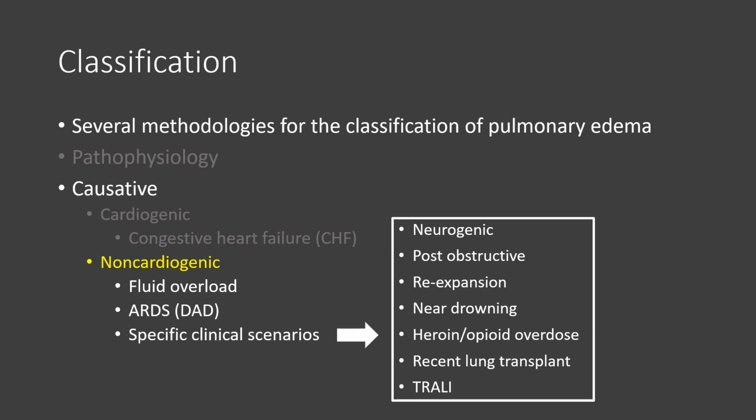Re-expansion edema: these are people that have very large pleural effusions that are rapidly sucked out. The lung rapidly re-expands. That can cause unilateral pulmonary edema on the side of the re-expansion. Near drowning. Heroin and opioid overdose can cause it, and we're really dealing with this epidemic right now. It's not uncommon to see people come in with an opioid overdose in non-cardiogenic pulmonary edema. Recent lung transplants, we see this as reimplantation edema. Within 24 to 72 hours, they often have a mild degree of edema that typically will resolve over the next week or so. And lastly is TRALI, transfusion-related acute lung injury. These are people receiving blood products that causes an acute lung injury pattern in the lung. That's a non-cardiogenic type of pulmonary edema.